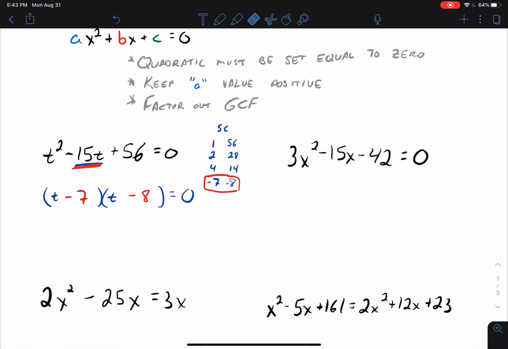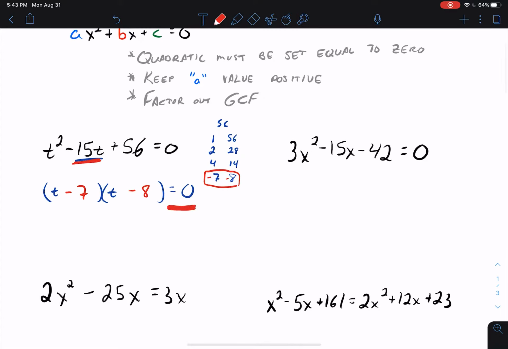But we're not done yet. We factored it, but now we actually have to solve it because this is an equation. You see it equal to 0. I need this part because it's an equation. I cannot drop that equals 0.